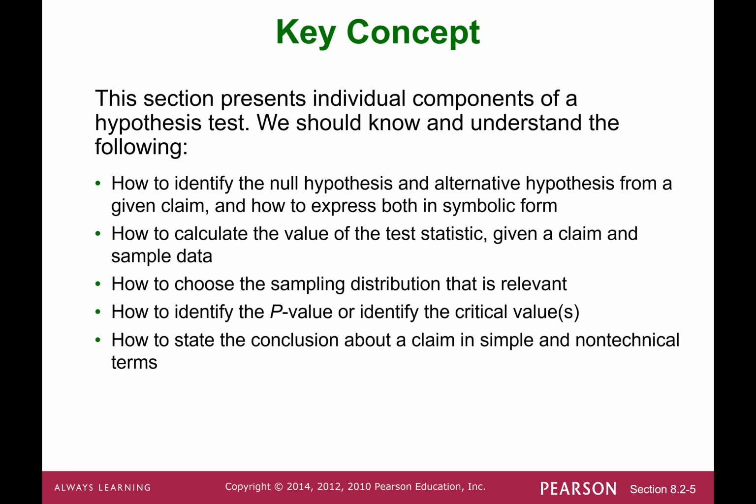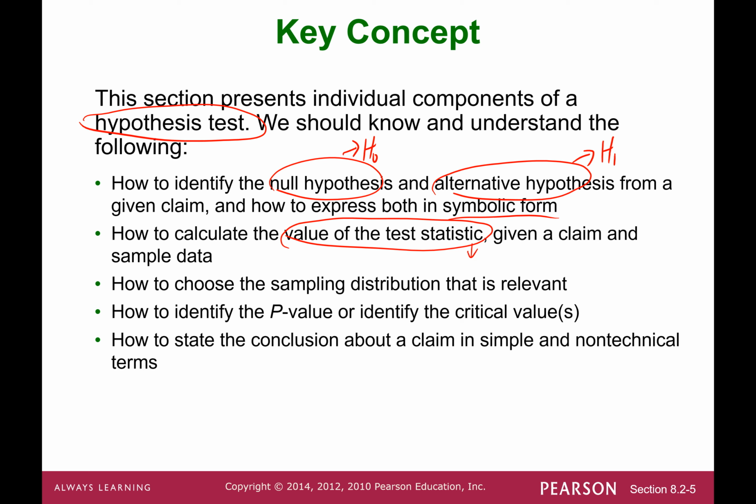In this particular section, we're going to concentrate on different elements of hypothesis test. First one is how to identify the null hypothesis and the alternative hypothesis. Null hypothesis is using H0, alternative hypothesis H1 for a given claim, and how to express both in symbolic form. And we're going to learn how to calculate the value of the test statistics. You can use this symbol, either T test or Z test.